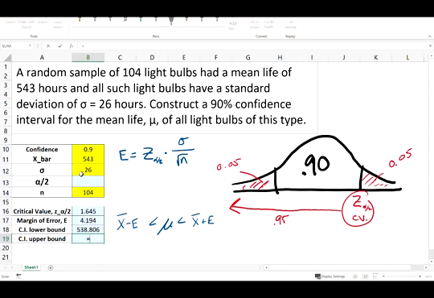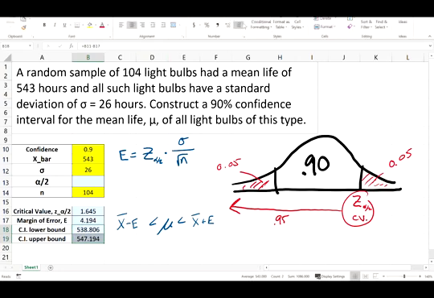and our confidence interval upper bound should equal our point estimate plus the margin of error. And we could round these to 1 decimal place because our original data is rounded to no decimal places. So let's just do that. All right, so that's it.